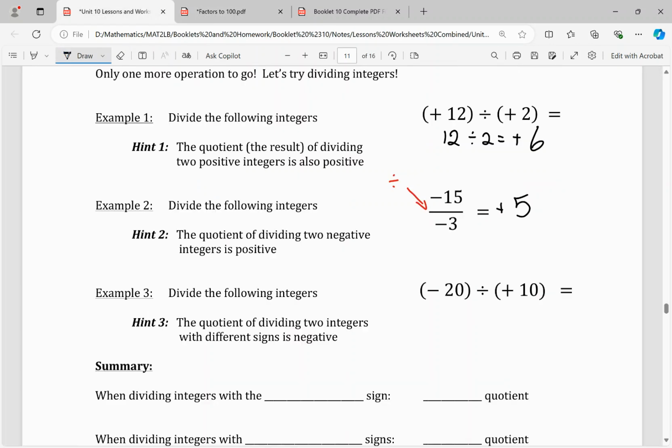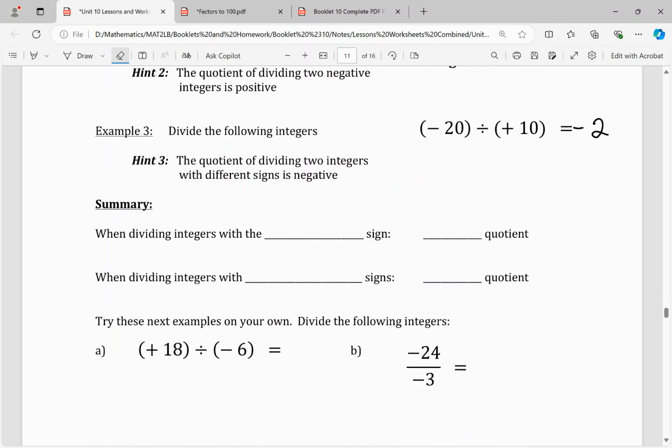So 20 divided by 10 is 2. We just need to decide if that 2 is going to be positive or negative. And since I have one of each, right, I have one positive and one negative, those are different, so my answer is going to be negative. In other words, negative 20 divided by positive 10 equals negative 2.